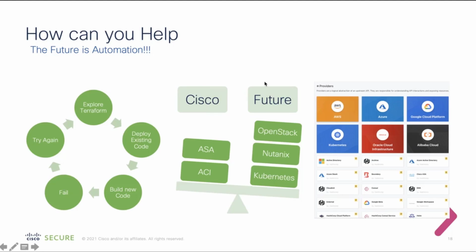Cisco ASA and ACI are right now the only providers. The future, my goal is to get OpenStack, Nutanix, Kubernetes, Azure, as many templates as possible. As you can see here, this is a screenshot of the providers. AWS, Azure, Google, Kubernetes, Oracle, and Alibaba are the big players. But underneath it, you can see Active Directory, Azure Stack, there's Cloud, there's Google Docs, there's so many more. And there's Cisco ASA, you can see we do have a provider in there. And we're trying to get FMC FTD code validated and deployed. We've tested it, I've tested it, and it works. Hopefully we can get it provided in HashiCorp, and that's going to grow.